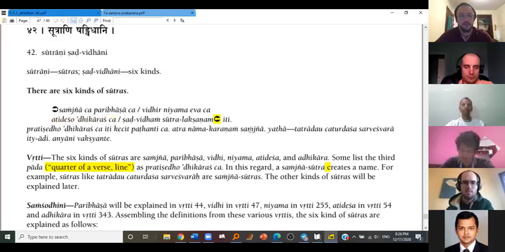Atra namakaranam saṁjñā. Atra means in the first Saṁjñā Prakaraṇam. Saṁjñā means namkarana. We know what is namkarana, to give a name, to define something. So what is Saṁjñā? Namkaranam Saṁjñā.